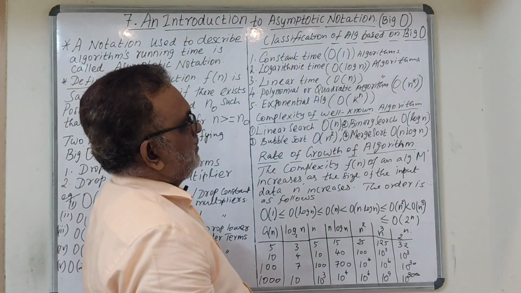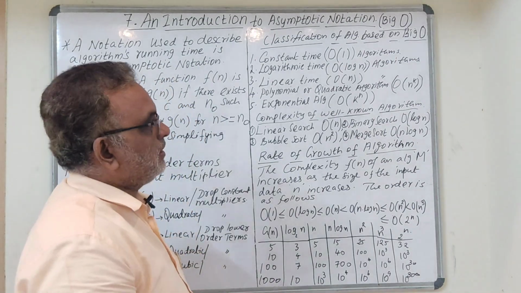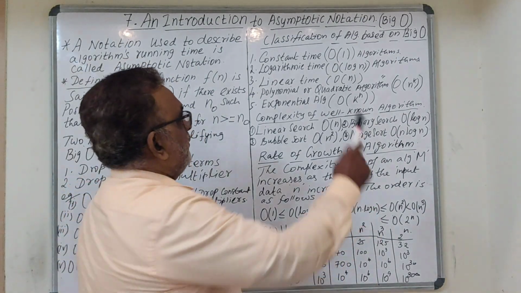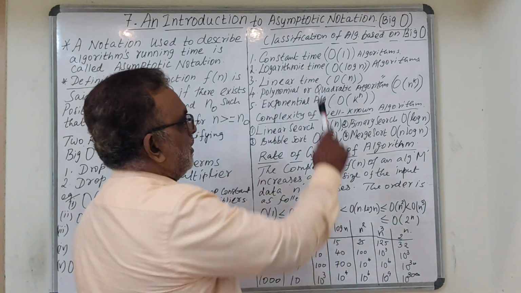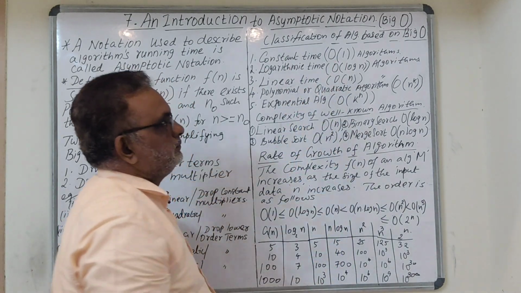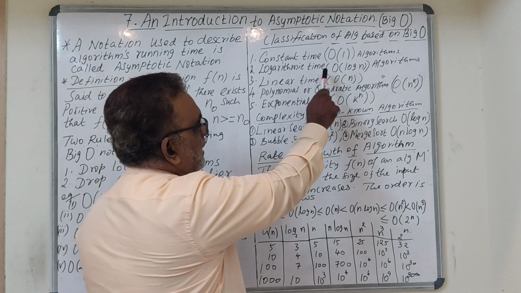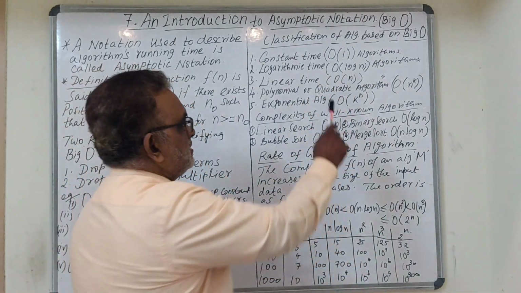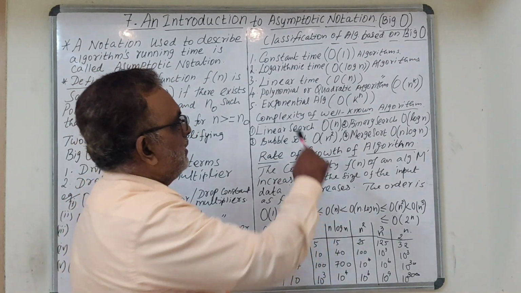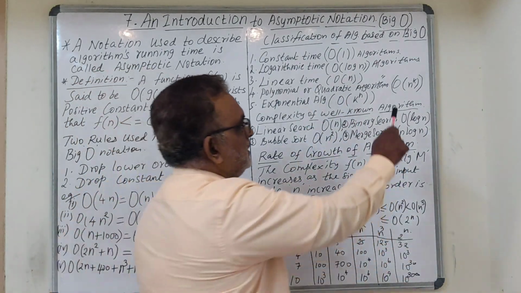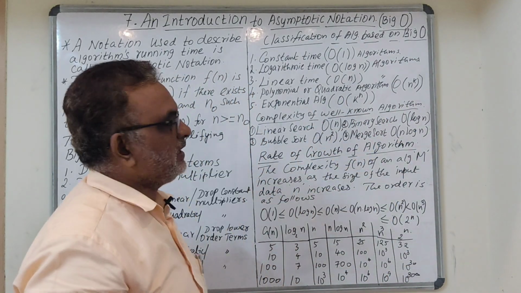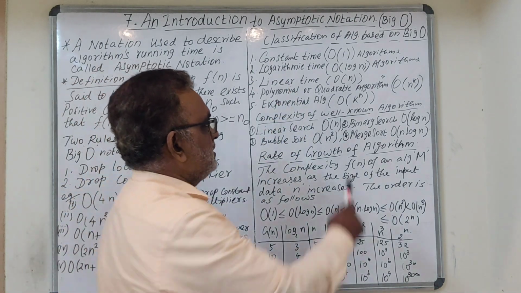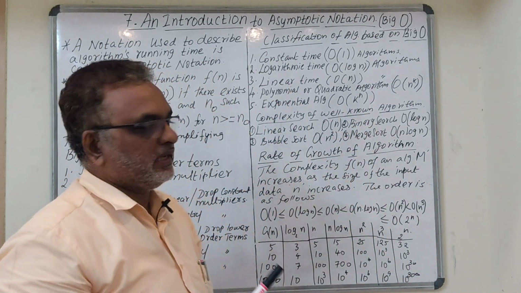The classification of algorithms based on the big O notation. For example, the constant time algorithm is order of 1. Similarly, the logarithmic time algorithm is order of log n. Then linear time is order of n. Polynomial or quadratic algorithm is order of n power k. The next one is the exponential algorithm, which is order of k power n.